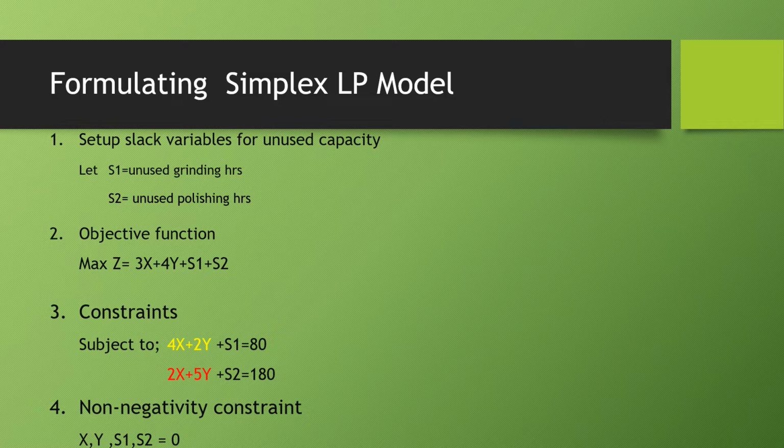Now, when we are adding the non-negativity constraint, we are assuming that there may be unused grinding hours as well as unused polishing hours. Therefore, we are going to rewrite it again as x, y, S1, S2, but everything should be greater than or equal to 0.